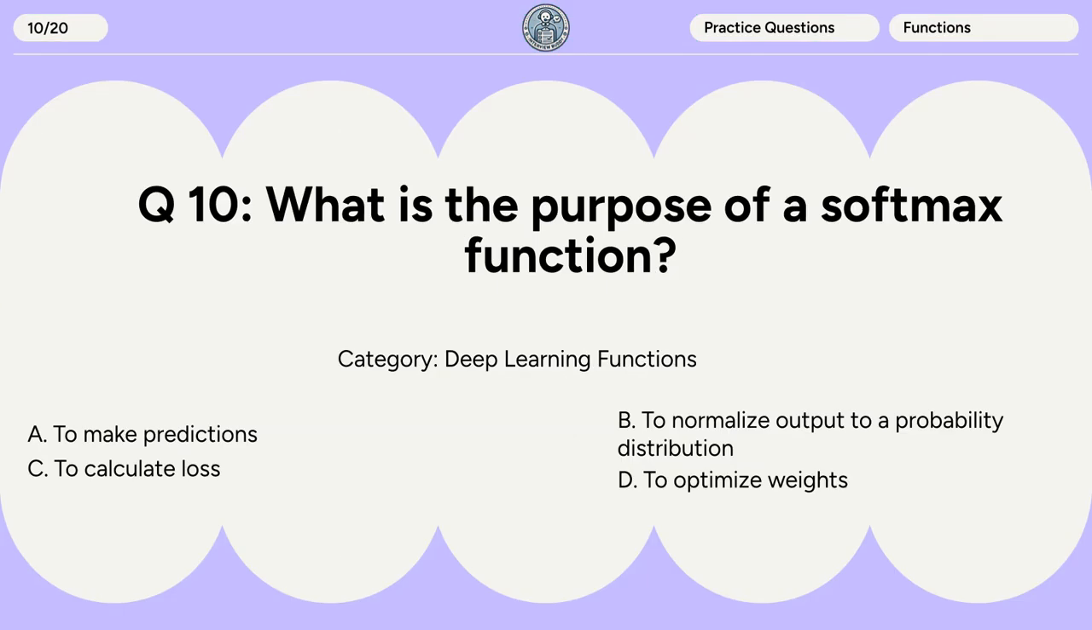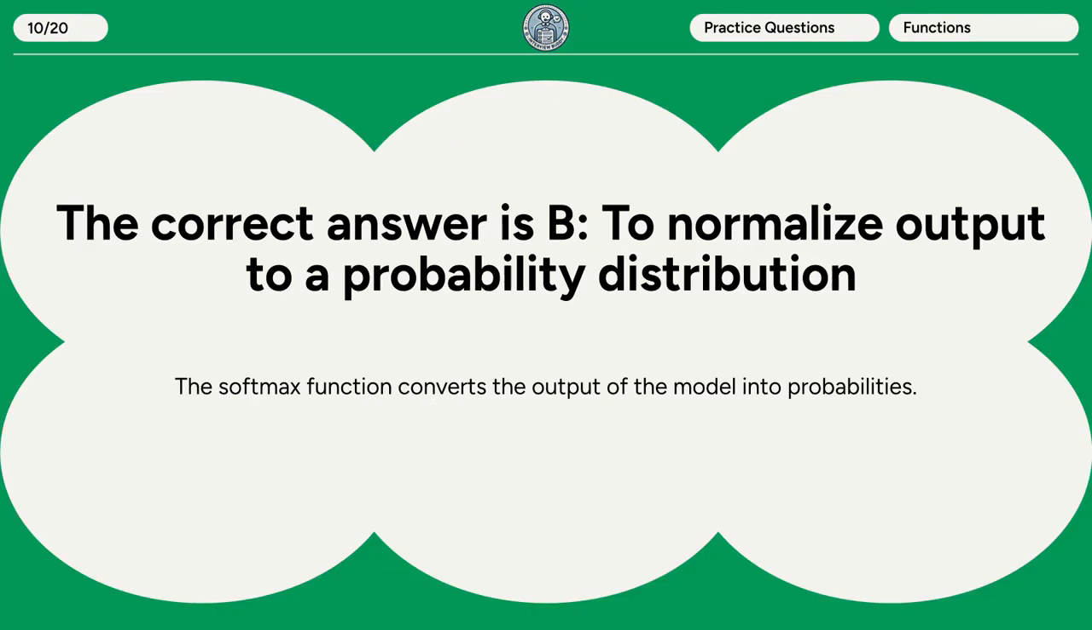Question 10. What is the purpose of a softmax function? A. To make predictions. B. To normalize output to a probability distribution. C. To calculate loss. D. To optimize weights. The correct answer is B. To normalize output to a probability distribution. The softmax function converts the output of the model into probabilities.